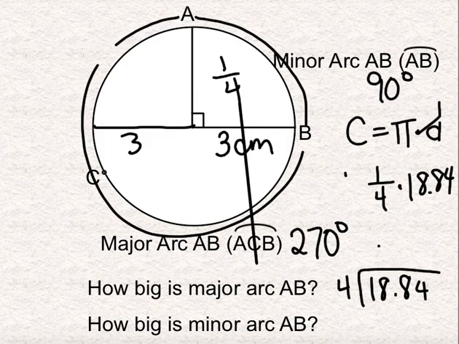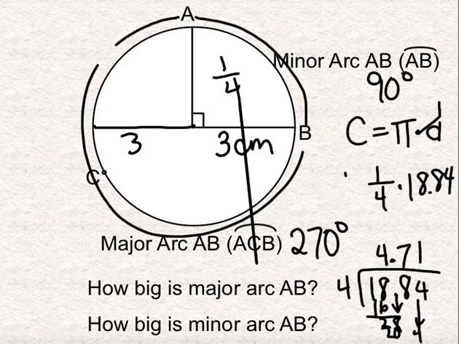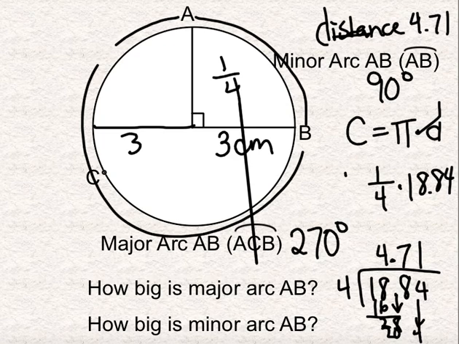4 goes into 18 4 times, and we get 16 with 2 left over. Bring down that 8. 4 goes into 28 7 times. Then we have a 0, bring down a 4, and we have 1. Which means that the circumference of just this minor arc, just the minor arc distance, is 4.71.